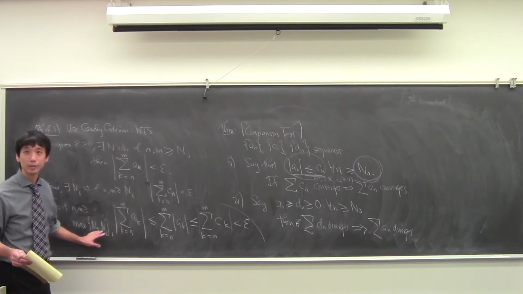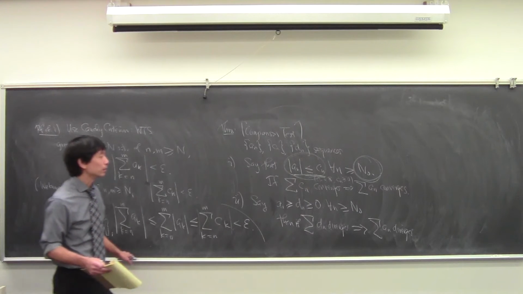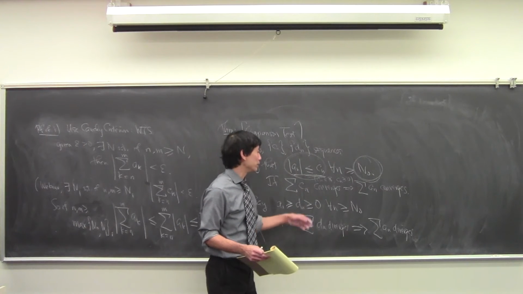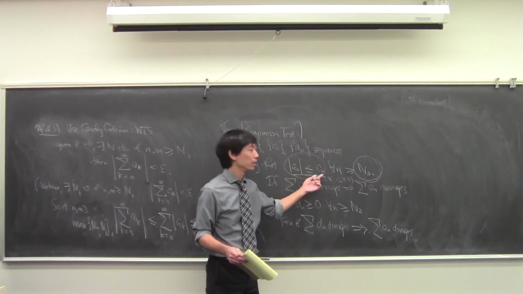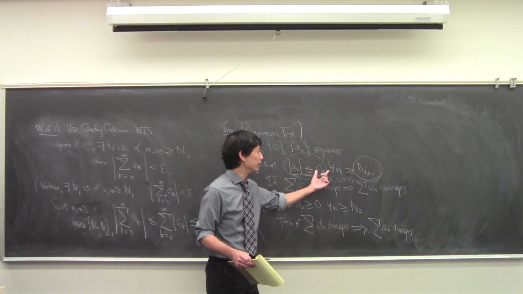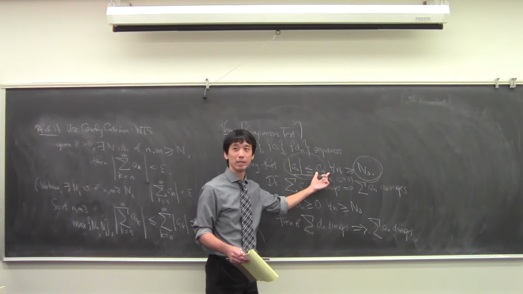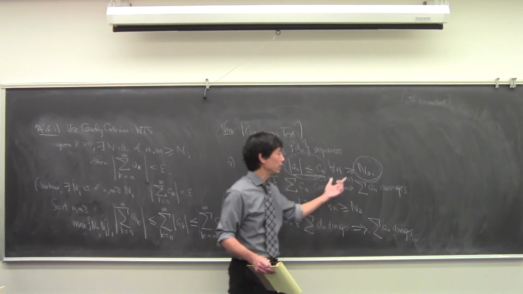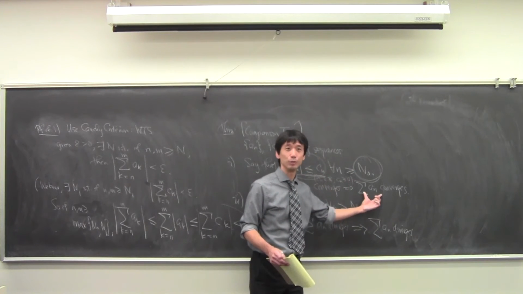Okay. Any questions? Right. So if you have a sequence that dominates the absolute values of another sequence, then if the sum of these bounds converges, then the sum of the controlled terms converges.